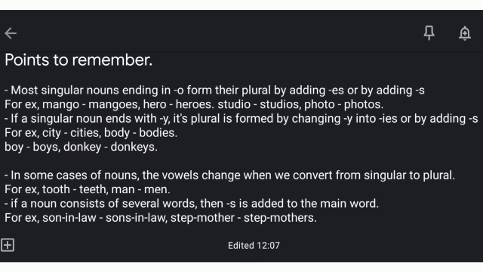Similarly, body, bodies. Instead of y, we write ies. But now there are a few nouns where we don't remove the y, we only add s to it. For example, boy, boys, donkey, donkeys.